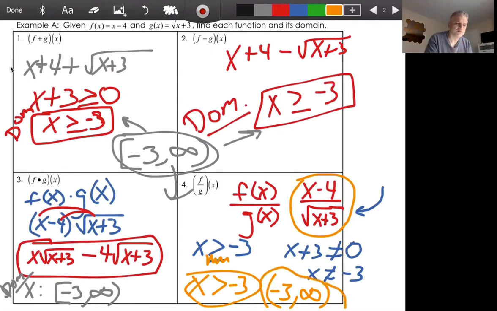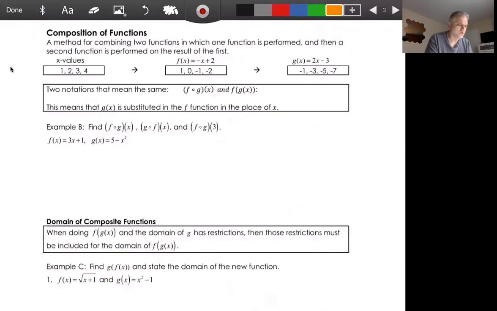Okay, a lot of stuff to chew on right there. Let's go to the next type of combining of functions. We've added, subtracted, multiplied, and divided. Now we're going to compose functions. Again, you should have done some of this in Algebra 2, but we're putting functions inside of functions.